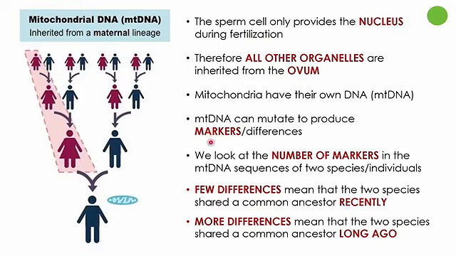So as soon as we calculate the number of differences within that DNA portion between two species or between two individuals, humans as well, we can establish how closely related they are or how recently they've evolved from each other, whichever the question is that we would like to have answered. So the fewer mitochondrial differences there are means that the two species shared a common ancestor recently, as opposed to when there are more differences, it means that the two species shared a common ancestor a very long time ago.